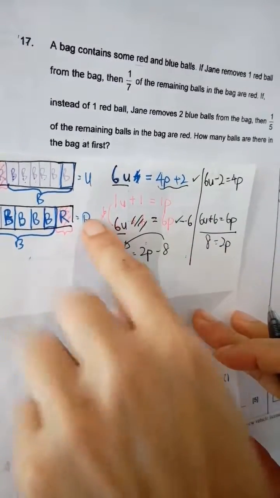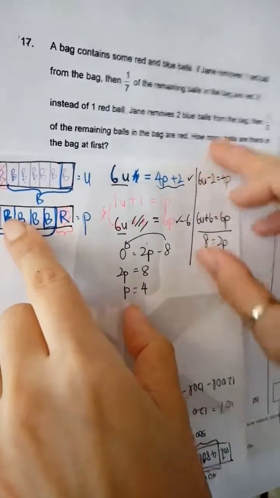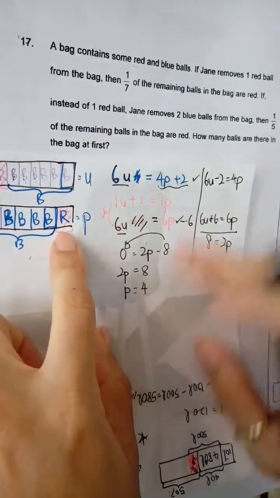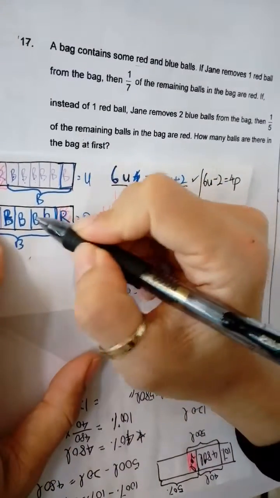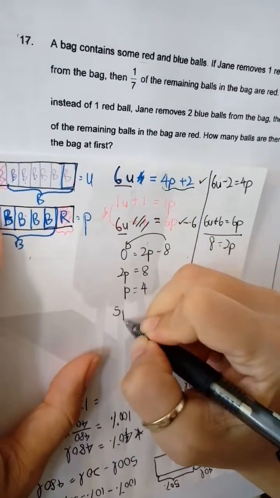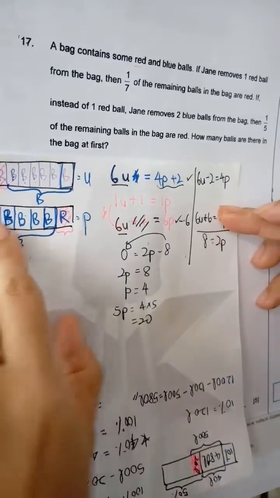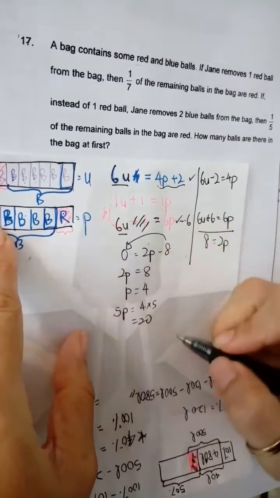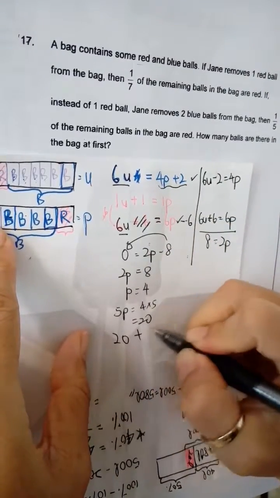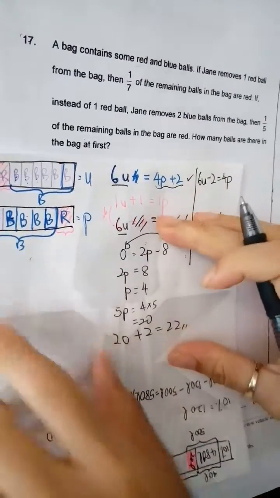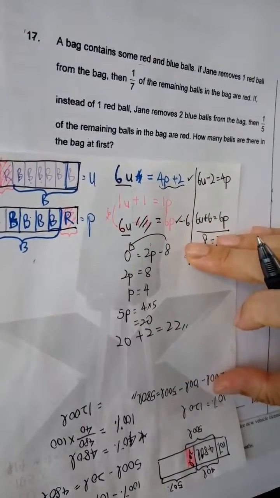So which part is p? This is p. So 4, 4, 4, 4, 4. How many balls are there in the bag at first? I don't need to find all, I just need to find here 4. 1, 2, 3, 4, 5. So 5p, 20. Plus the 2 balls that you took out just now. So 20 plus 2, you get 22 balls. You got it?